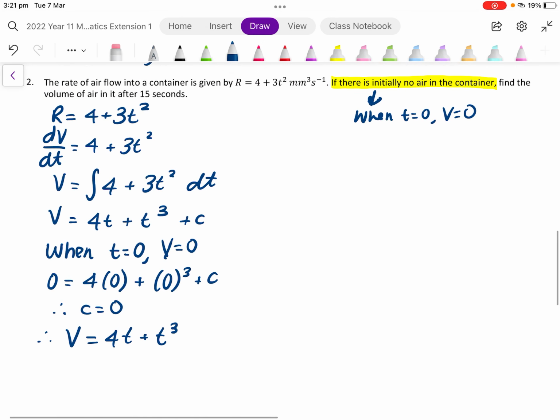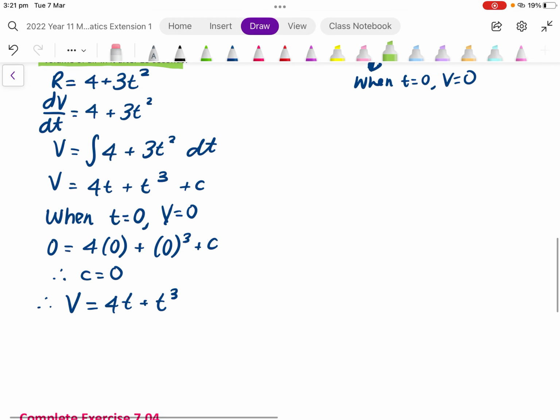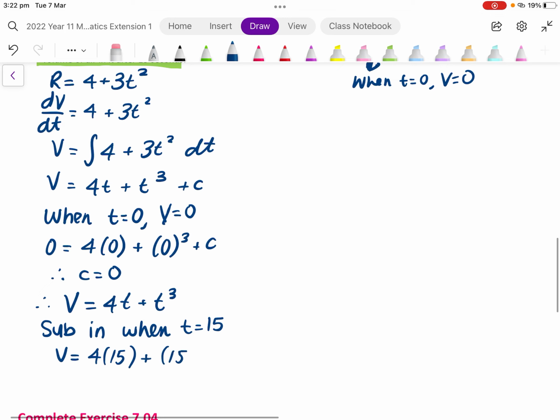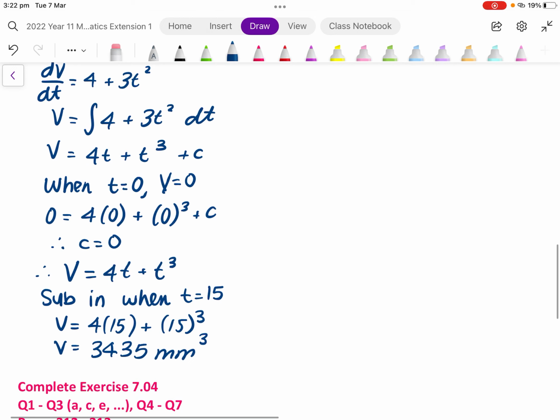And we are being asked to find the volume of the air in it after 15 seconds. So we're going to sub in t equals 15. So we'll have V equals 4 lots of 15 plus 15 cubed, to get V equals 3,435 millimetres cubed of air after 15 seconds.